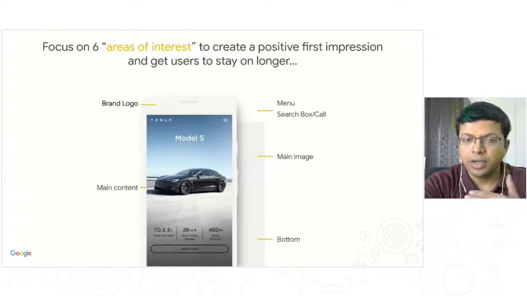Now, another aspect of a good design is that you should have 6 areas of interest. You should have a brand logo, main content, a menu or a search box, or if call is important, a call button, a main image, and a button. So these 6 areas make a site look very balanced and give it a very good first impression. So you should make sure that when you build your digital website, you have all this content visible to the user.